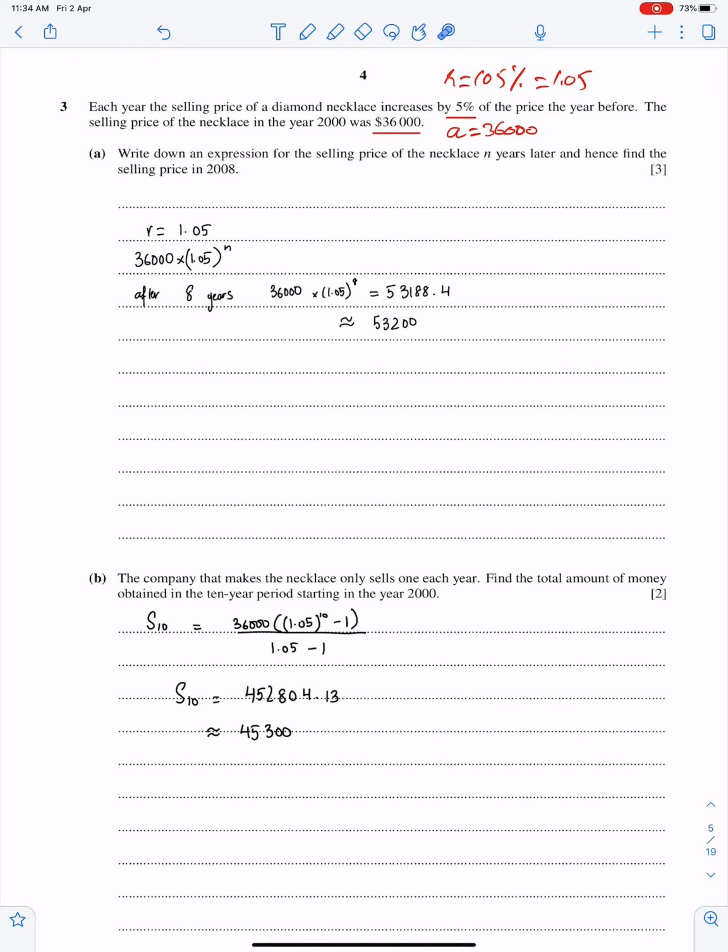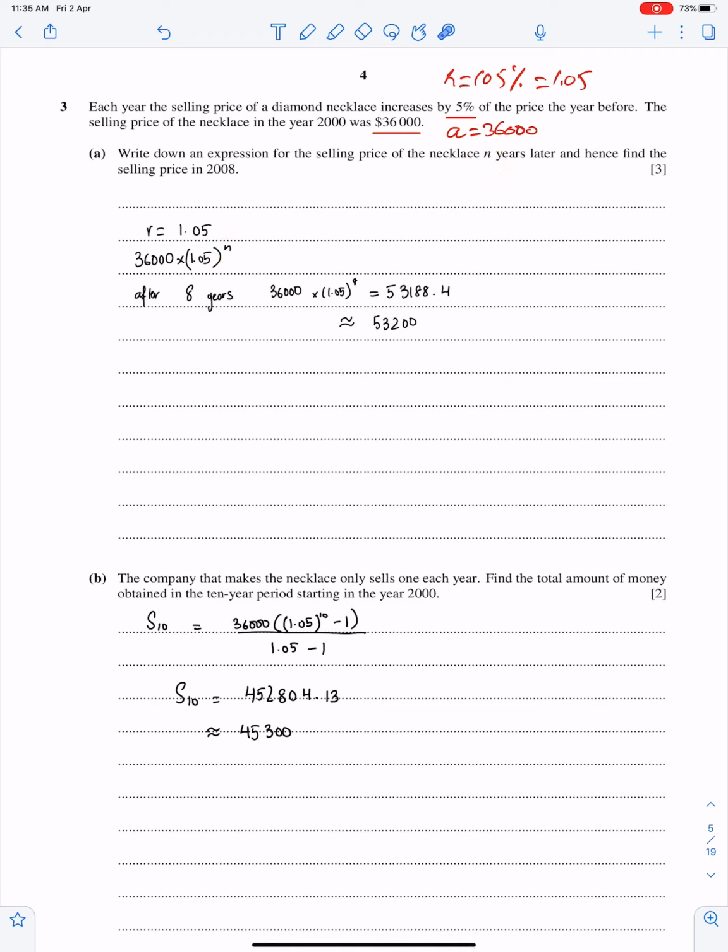Well, write down an expression for the selling price of the necklace. So this is for, hence find the selling price in 2008. They are asking, just write the expression for the nth term. So the formula of nth term of geometric is this. With the help of this formula, you can write the nth term. They are asking for n years, so you have to just write n here. You just need to change the formula. N years means write n here.